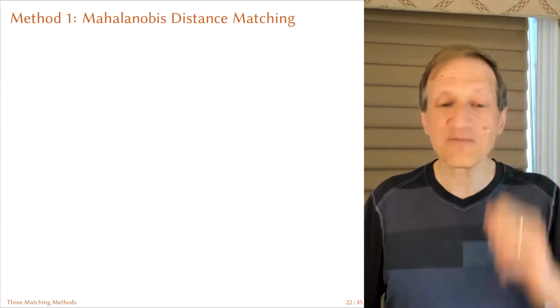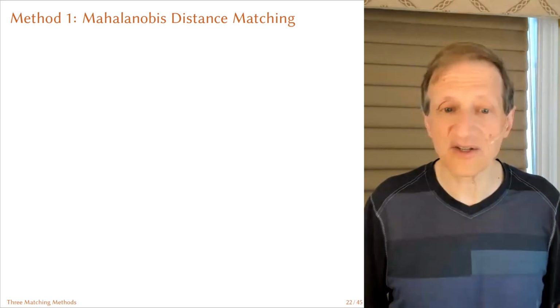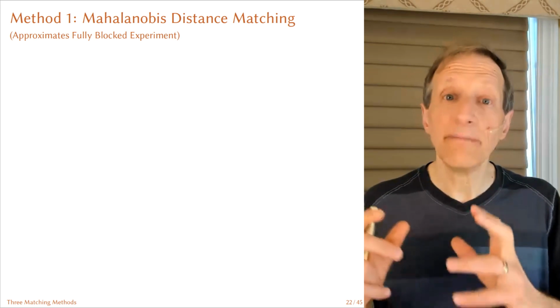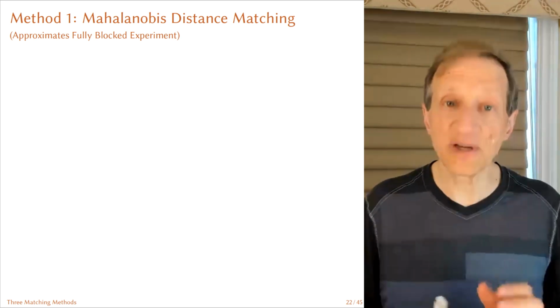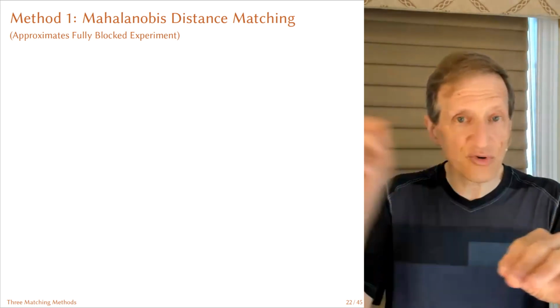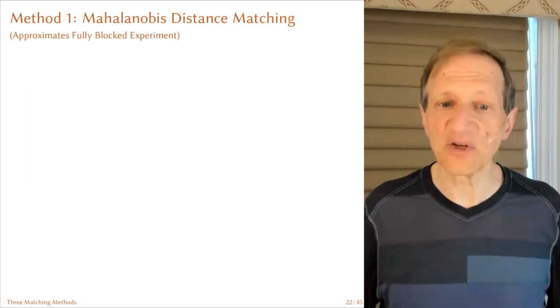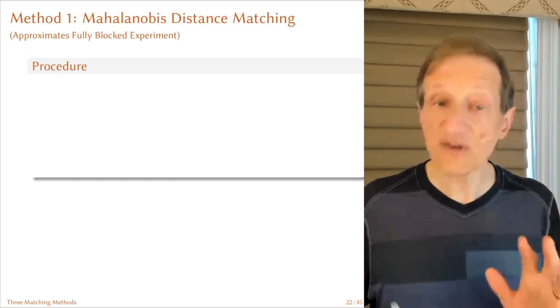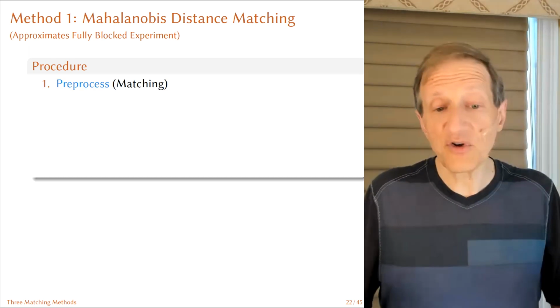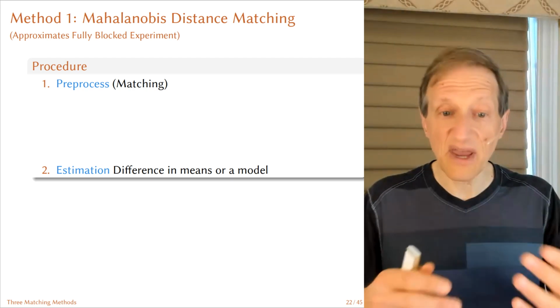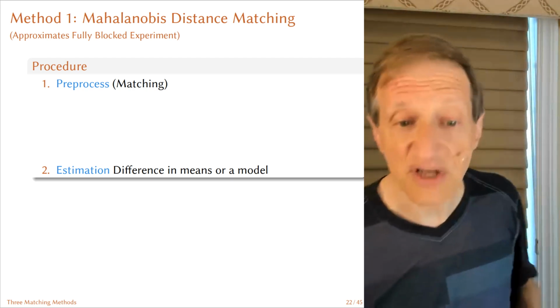Okay, first method is Mahalanobis distance matching. The Mahalanobis distance matching method approximates a fully blocked experiment. It's looking to prune observations so that the observations left represent a fully blocked experiment. Here's the statistical procedure. First you do matching, then you do estimation. Each of the methods are going to be like this. They're going to have a different procedure for what matching is going to look like.